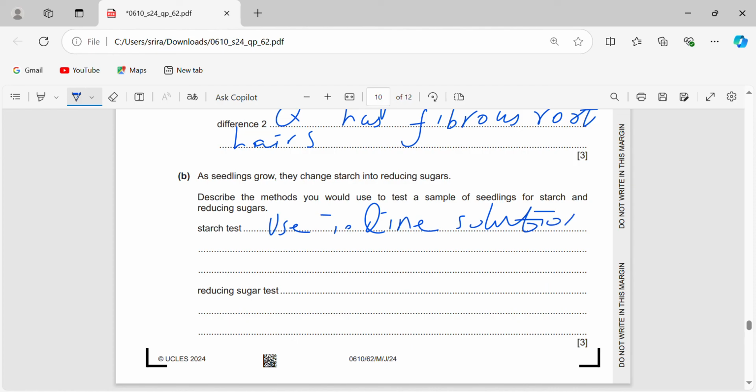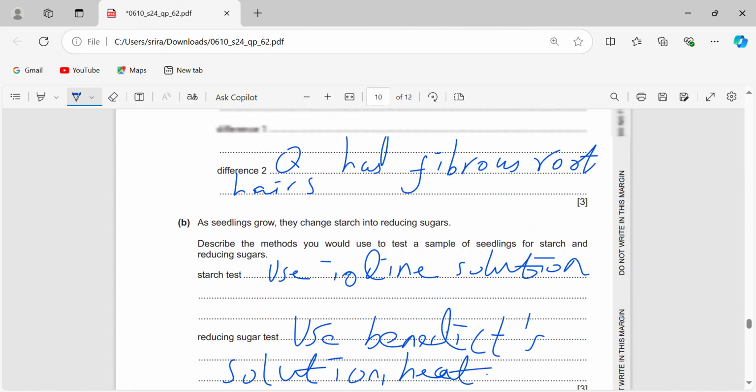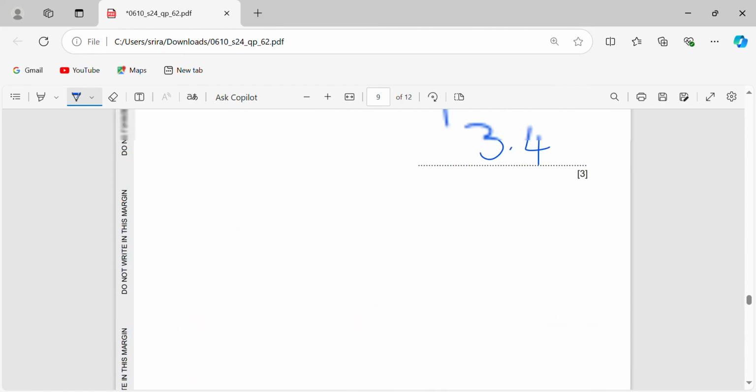Key terms are very important, guys. Please check the key terms for each question. Then reducing sugar test, we add Benedict's solution and we just heat it in a hot water bath. But we just need to write use Benedict's solution and then heat. So that's our points that we have there. Now we're done with that.